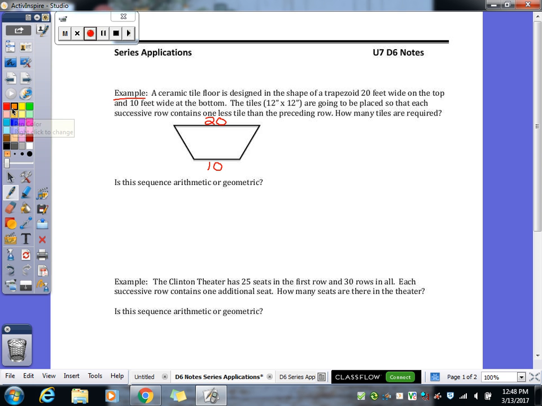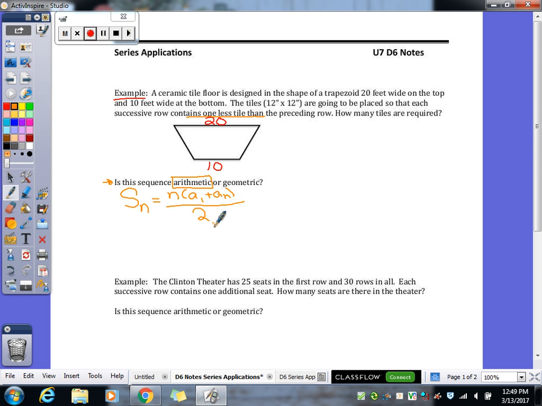As I said, the first thing you should ask yourself is: is this arithmetic or geometric? It's arithmetic because you're just subtracting. It's one less tile per row. So remember, arithmetic is adding or subtracting. Since it's arithmetic, our sum formula is S sub n equals n times a sub 1 plus a sub n, all over 2. That's the formula we need to use.